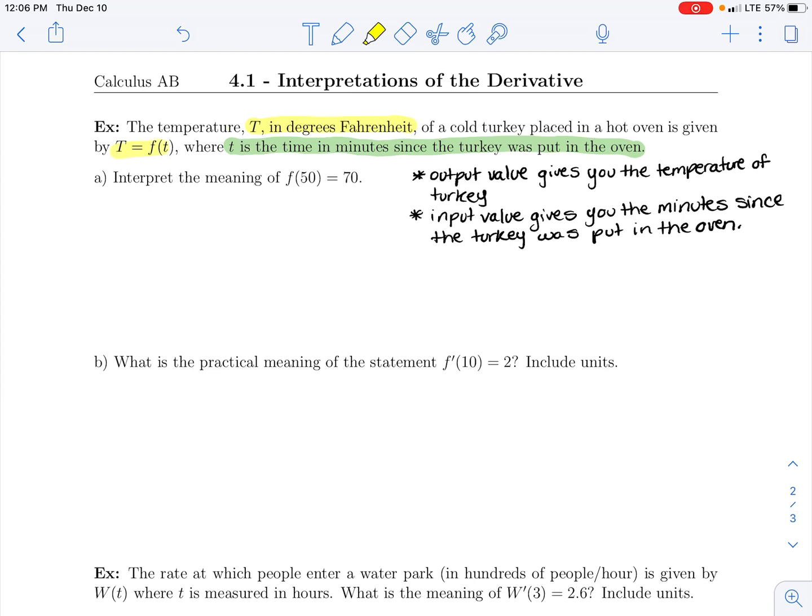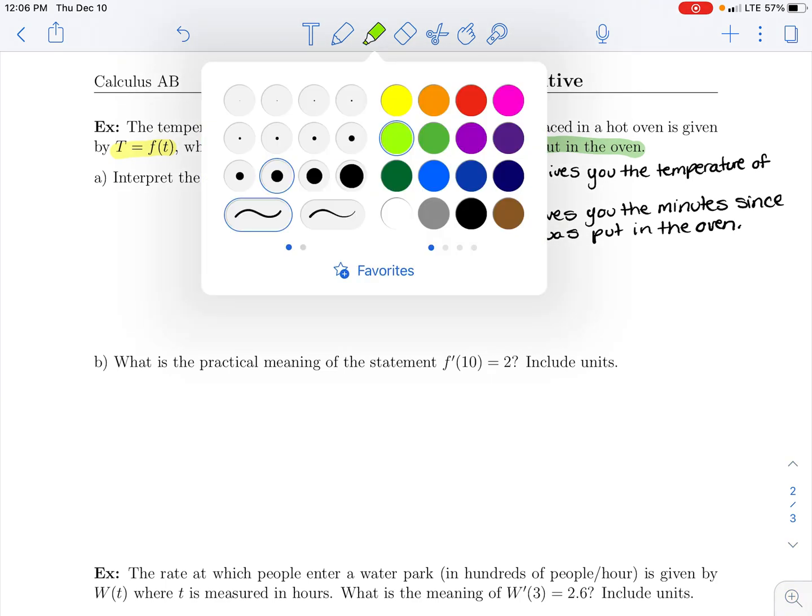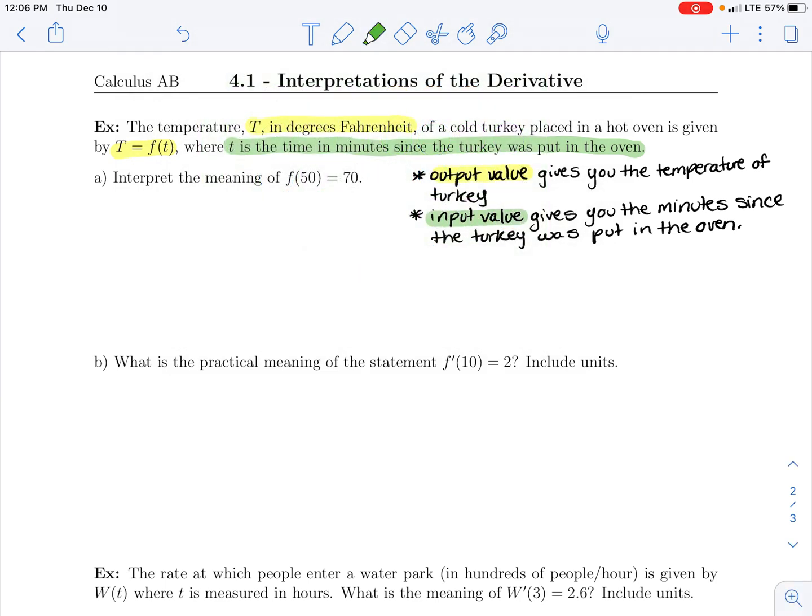I'm going to highlight this here. My output value is what's in yellow in the word problem, and my input value is what is in green. That's where I'm getting that information from. The value I get after I plug the input value into the function gives me the temperature of the turkey, and the input value gives me the minutes since the turkey was put into the oven. When I interpret this, my input value is 50 and my output value is 70.